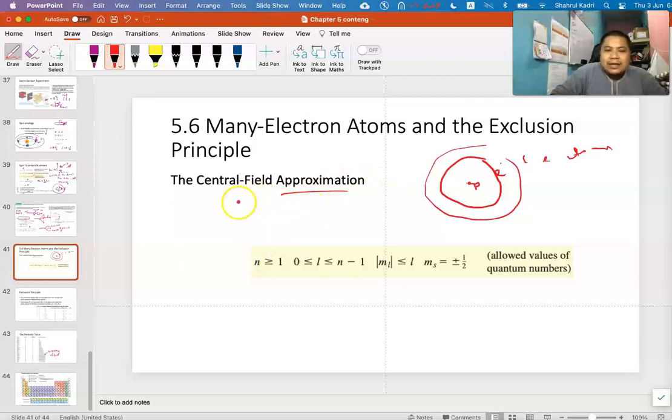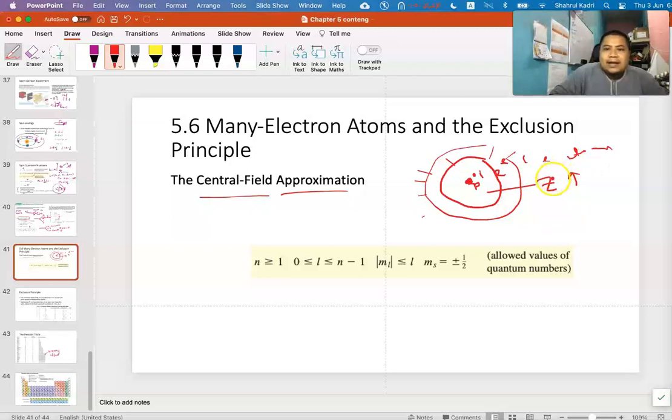But the mathematician scientists use this central field approximation. That means the nucleus is in the center, and then they consider what is happening around it for the electrons. When they have two protons or two electrons, and as the number of protons, usually represented by Z, increases, it would be very complicated.